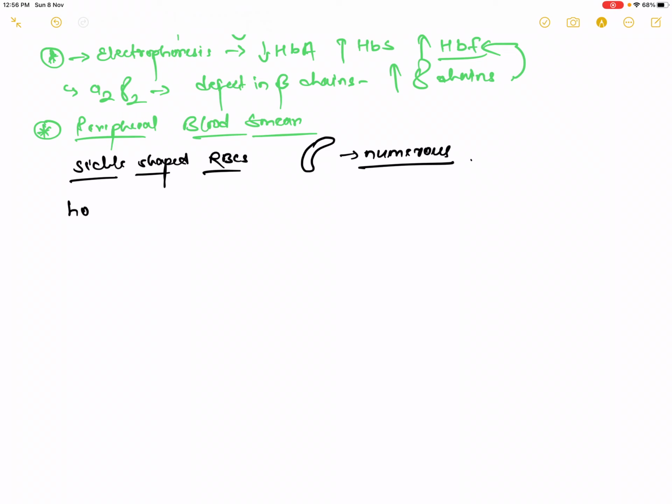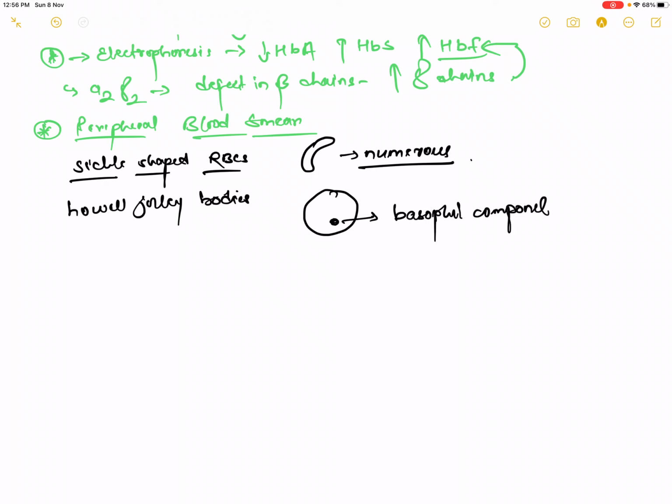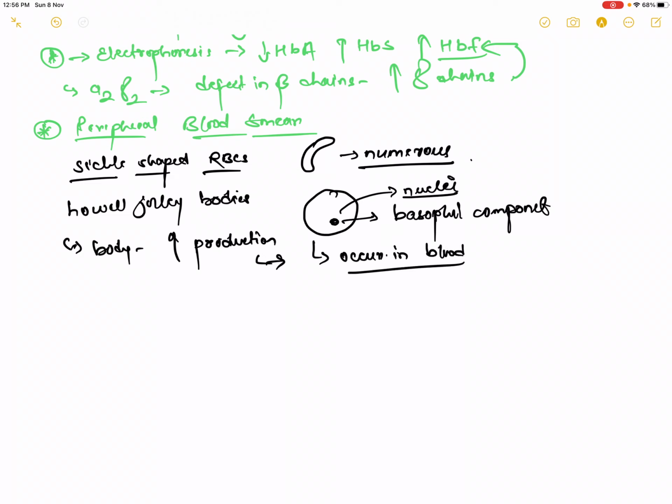Next thing that we can see is Howell-Jolly bodies. What are these bodies? These are RBCs with some basophilic component in them, a remnant of nuclei. Usually RBCs are non-nucleated. Why does this happen? Because the body is trying to increase production, so some of the cells with this remnant of nuclei can occur in blood. Basically, it should happen in all hemolytic anemias, but it mainly happens in sickle cell anemia.